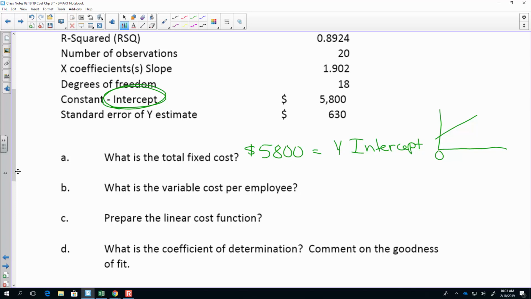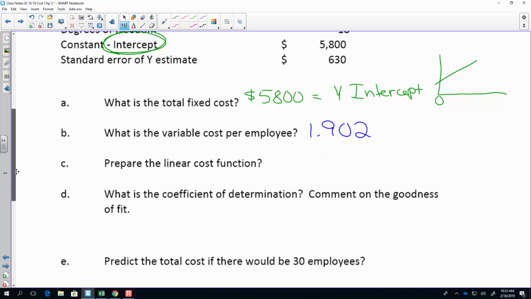What word says variable all over it? Starts with the letter S. Slope. Very good. You got her. Awesome. 1.902. Slope is our X, right? Or our variable rate.